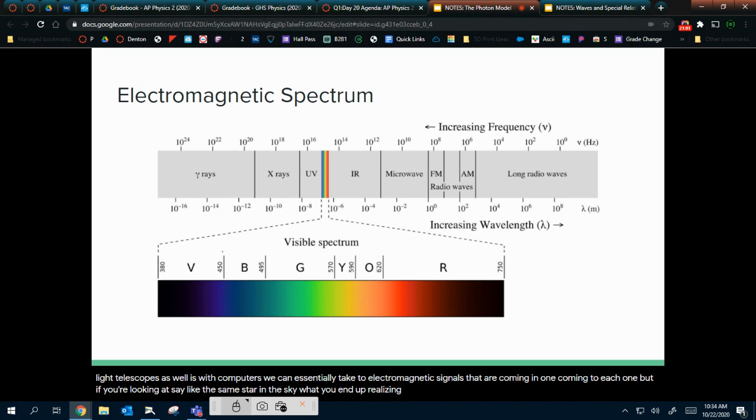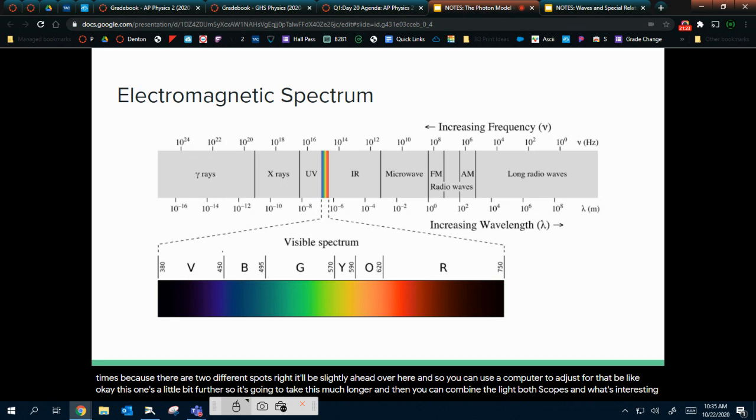But if you're looking at, say, the same star in the sky, what you end up realizing is that they'll get the same light, but it'll arrive at two different times because they're in two different spots, right? It'll be slightly ahead over here. And so you can use a computer to adjust for that and be like, okay, this one's a little bit further, so it's going to take this much longer. And then you can combine the light from both scopes.